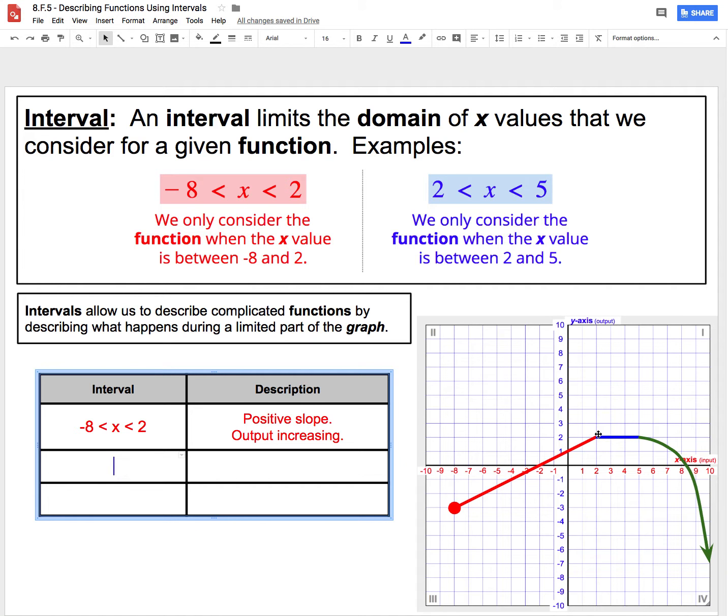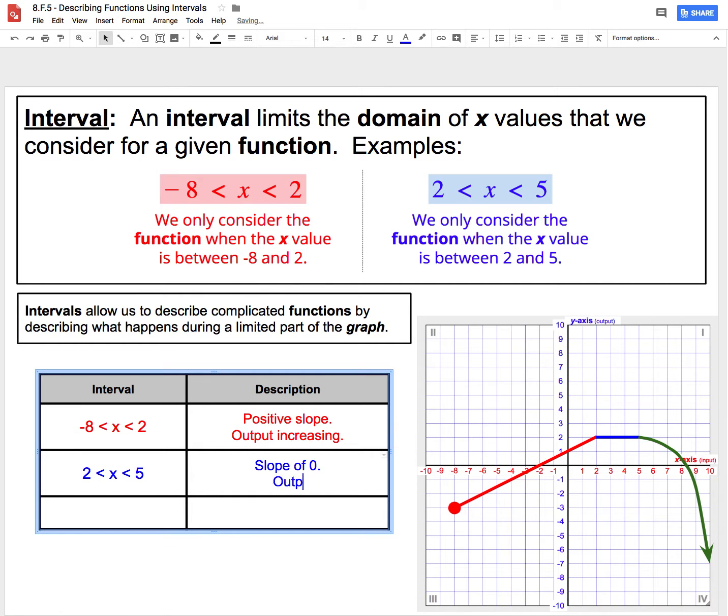During the next stretch, the blue stretch, we see x is going from 2 all the way up to 5. So we could limit that domain, or this interval could be described when x is somewhere greater than 2 but less than 5. And what's going on here? We have a slope of 0 at this point. The output is remaining constant. So the entire time during this blue interval the output is 2, the entire duration. It's got a slope of 0, it never goes up or down.